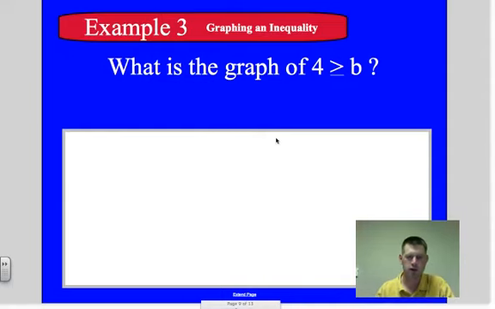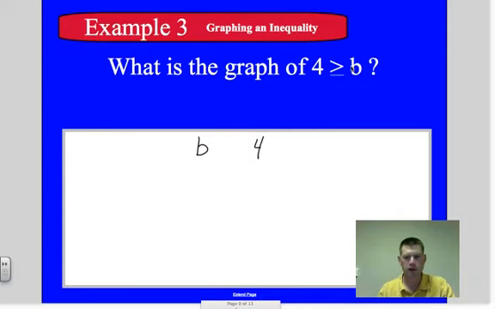Okay, so let's look at this one right here. Example 3, graphing an inequality. It says, what is the graph of 4 is greater than or equal to b? Now the first thing you should notice is that it's number inequality letter. So we want to really rearrange that. Well, we can rearrange pretty simply. We're just going to write the b on this side, put the 4 on this side. Write everything that's there but the inequality. If there's a -4, then this would be negative, but it was positive up here.